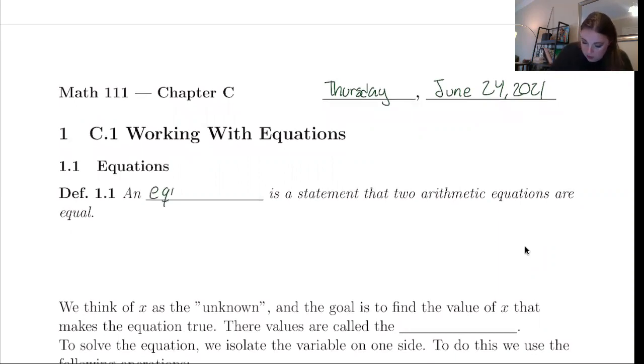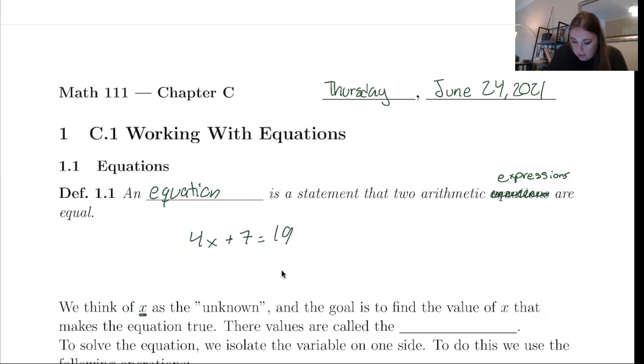An equation is a statement that two arithmetic expressions are equal. I think that should be expressions, like a polynomial that's not equal to anything, where there's no equal sign. So two expressions that are equal, right? So we can say like 4x plus 7 equals 19, right?